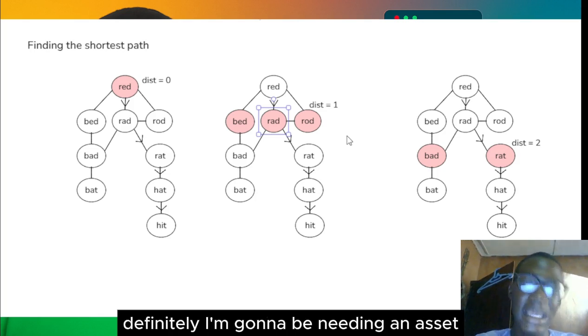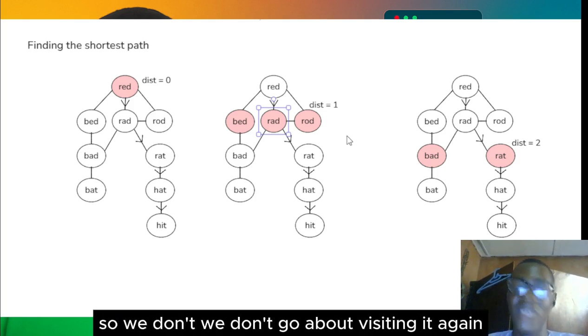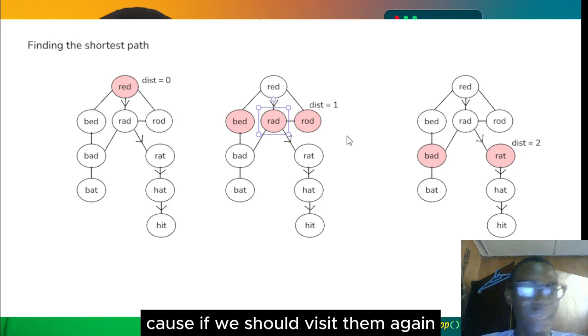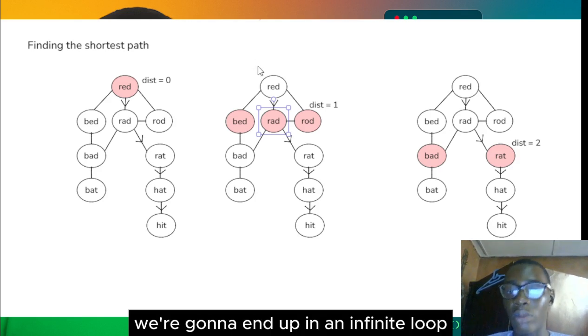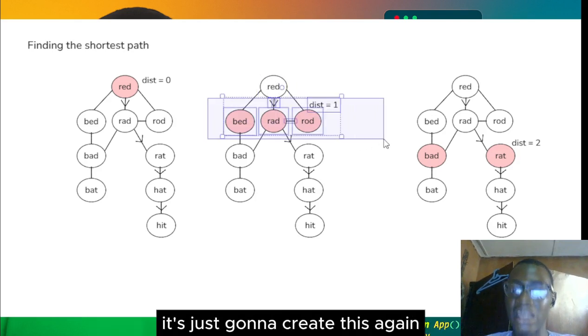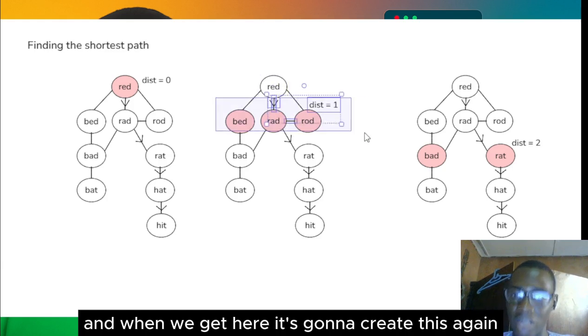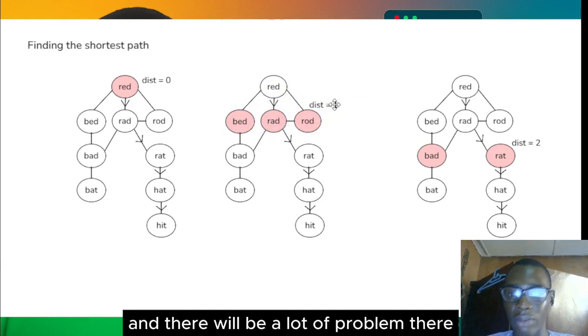Definitely, we are going to need another hash set to keep a set of visited letters, so we don't visit them again, because if we visit them again, we are going to end up in an infinite loop. If we visit it and add it to the hash set, it's just going to create this again, and when we get here again, it's going to create this again, and there will be a lot of problems there.